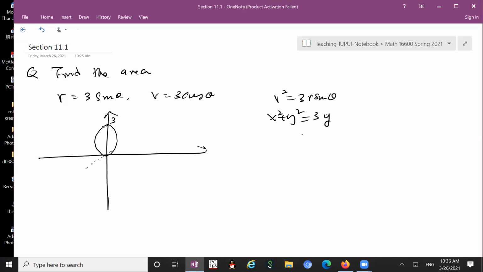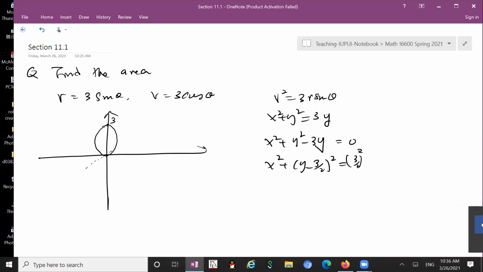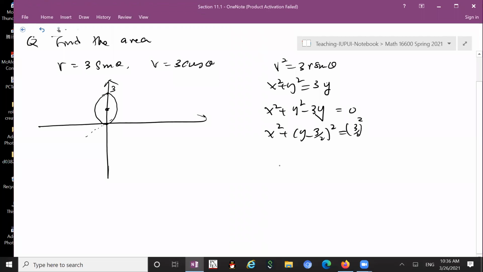You get x squared plus y squared minus 3y equals 0. Then x squared plus (y minus 3 over 2) squared equals (3 over 2) squared. So this is a circle with radius 3 over 2 and center at 0, 3 over 2.